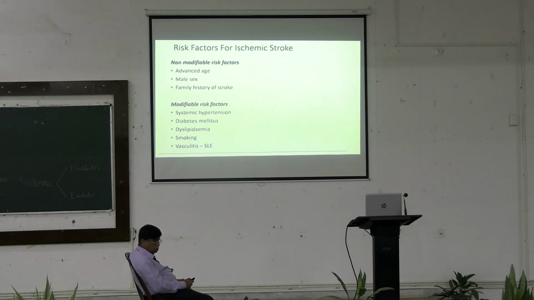SLE is systemic lupus erythematosus. There are other rheumatological diseases also, such as ANCA positive vasculitis, ANCA being antineutrophil cytoplasmic antibody. These autoimmune diseases can also cause stroke, but they can be controlled by medicines.